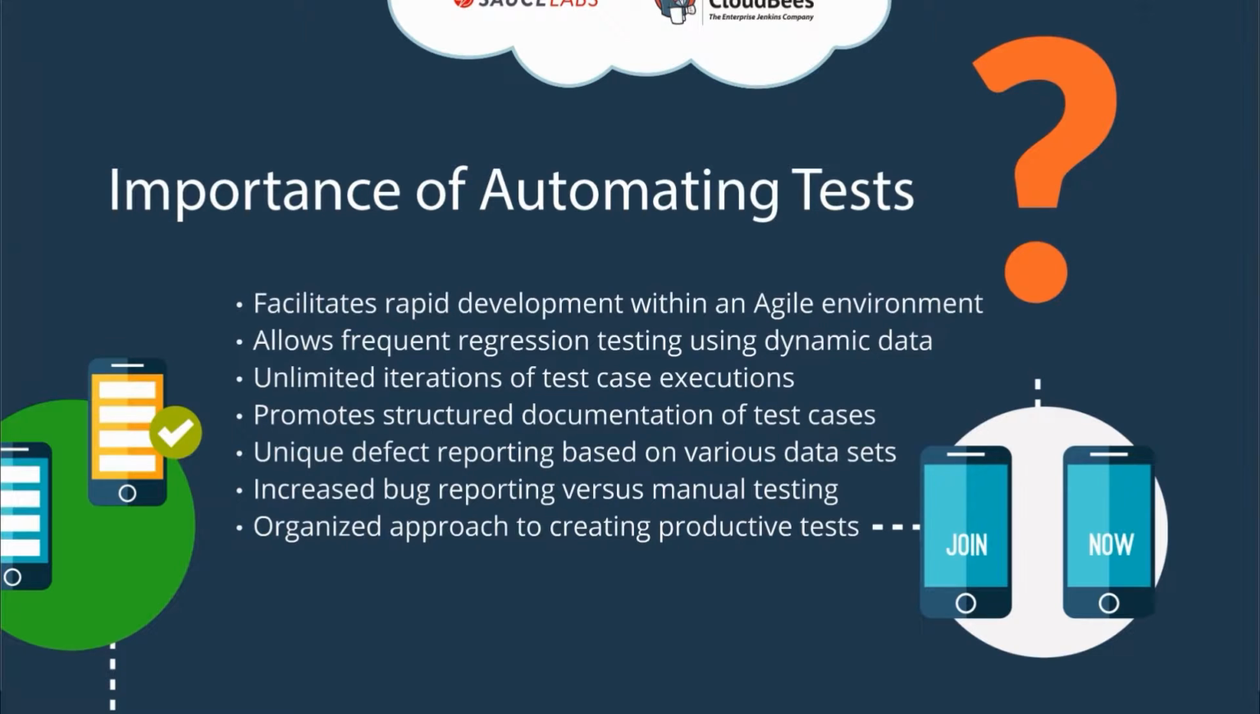The whole process promotes organized, structured documentation of specific test cases. Using various data will also allow you to discover unique defects based on the data passed through the test. Compared to manual testing, the automation process increases bug reporting. Overall, this organized approach will allow testers to create more productive tests.